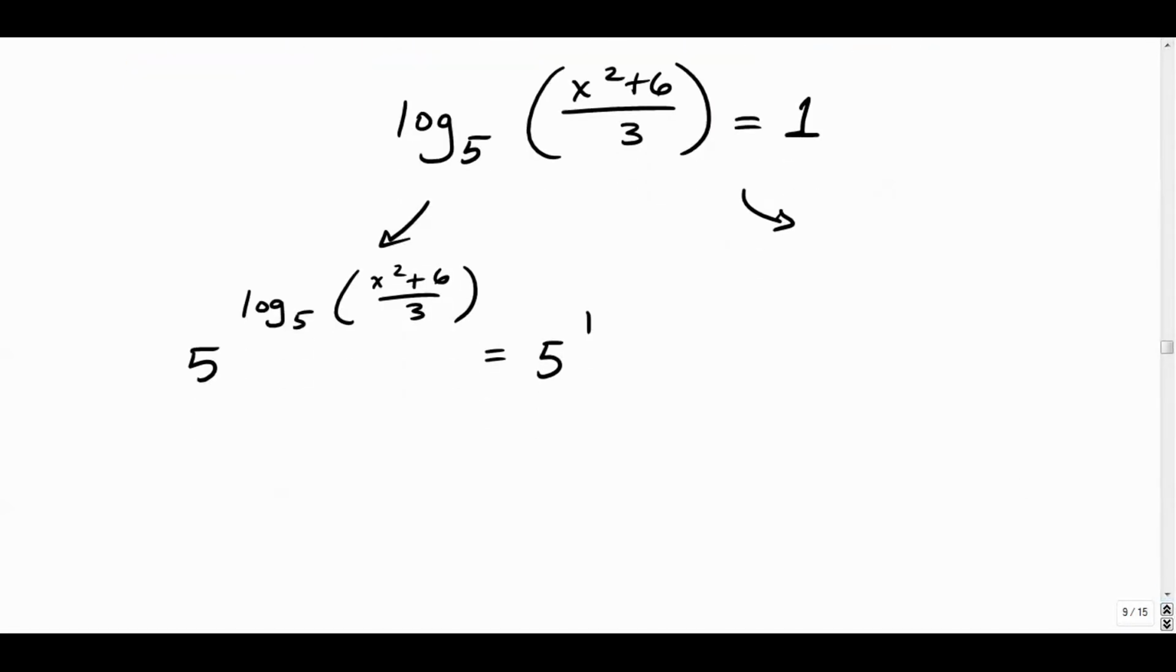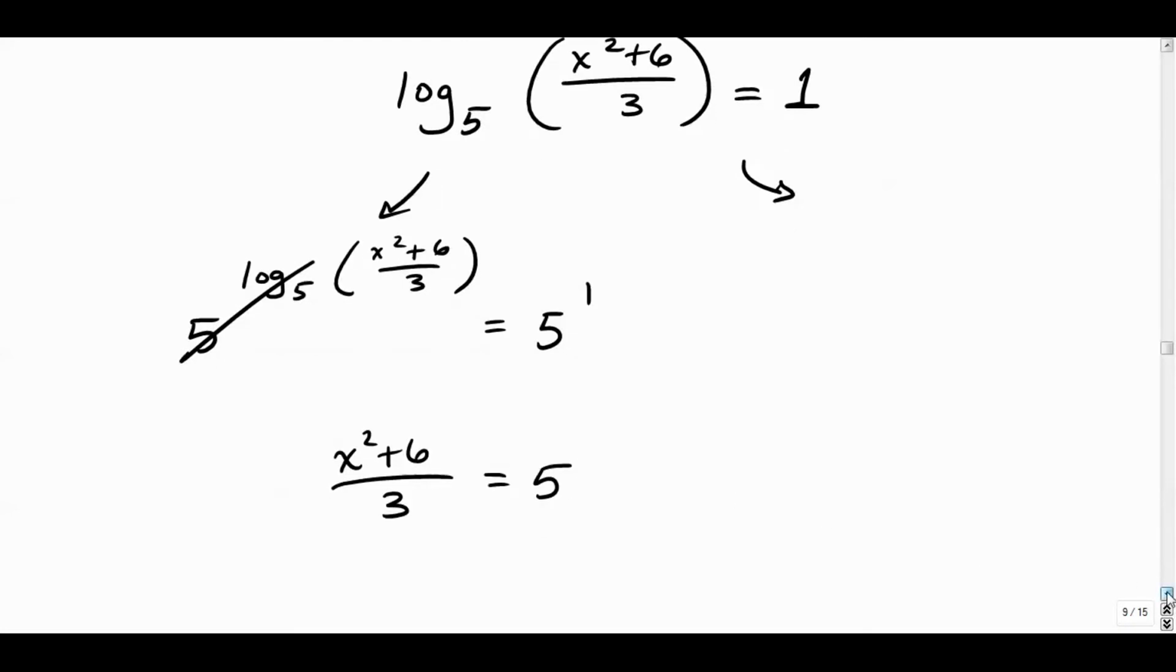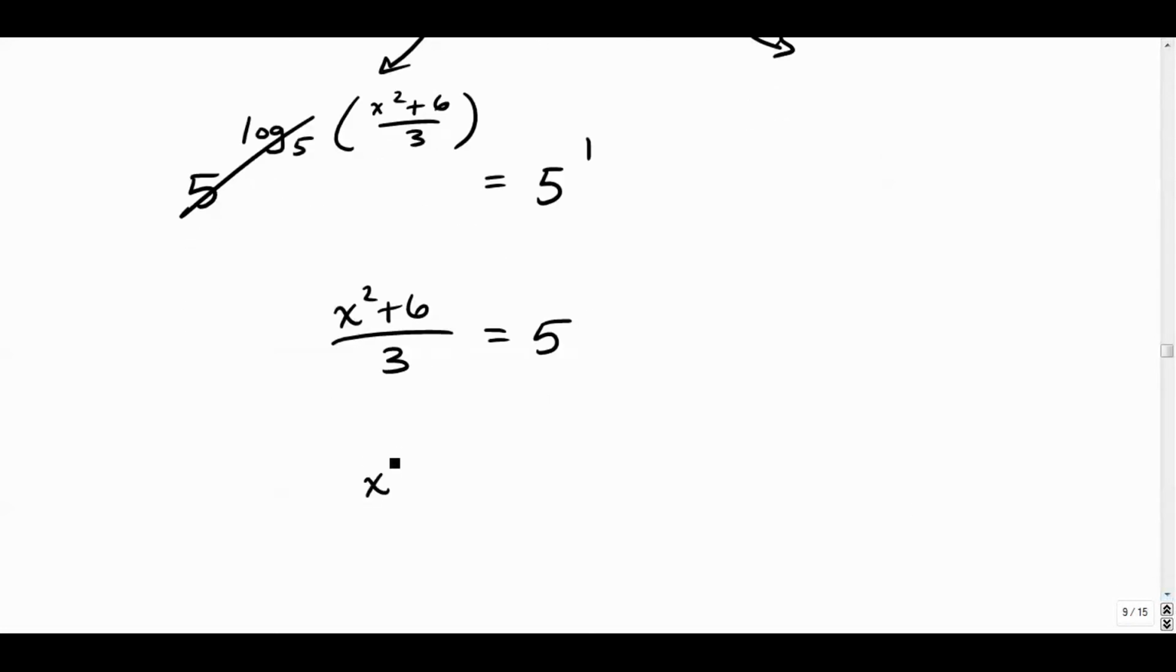As I solve that one, I'm canceling these out, leaving me with just that is equal to 5. So x squared plus 6 rather equals 15. I'll multiply that 3 over here. So x squared equals 9.